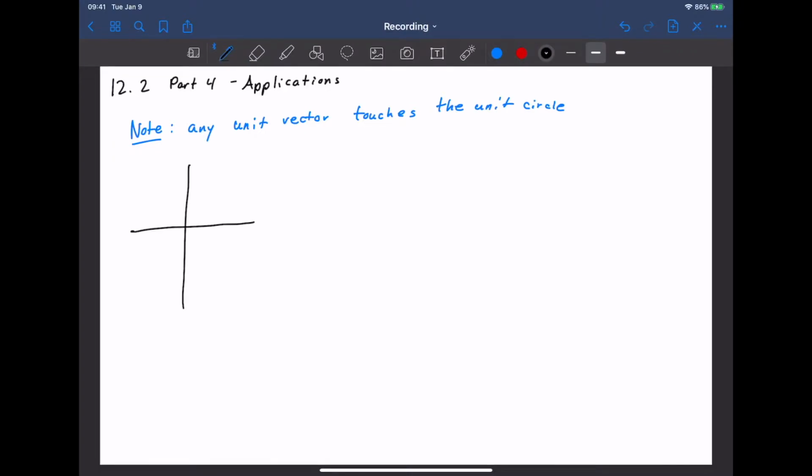So if I have a unit circle, pretty good. It was going really good for a second, huh?